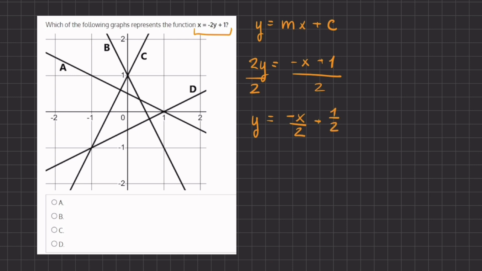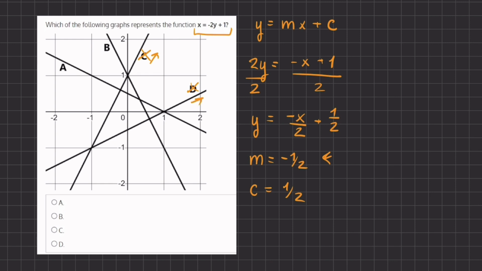All right, so now that it is in point slope form, we can tell that our m, our slope, is negative half, and that our y-intercept is at half. All right, so this will help us when we're taking a look at all of our graphs, and we will be able to easily tell which one is the correct answer. So we are looking for a graph with a decreasing slope, so that means that we can automatically eliminate C and D because they have increasing slopes.